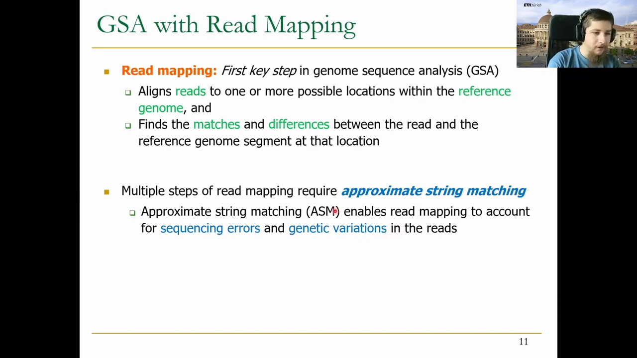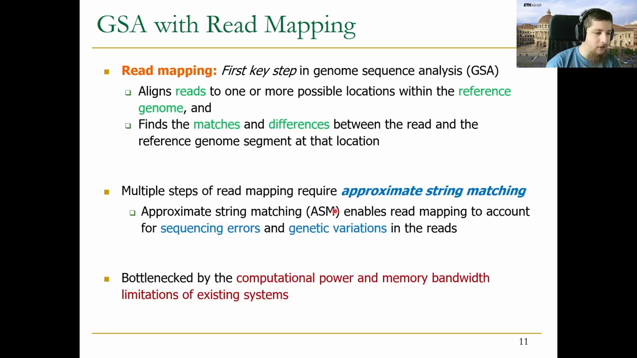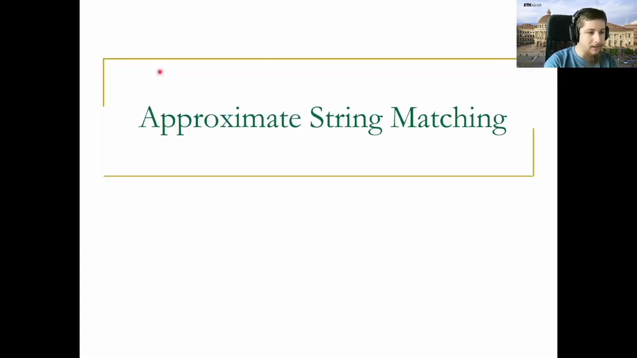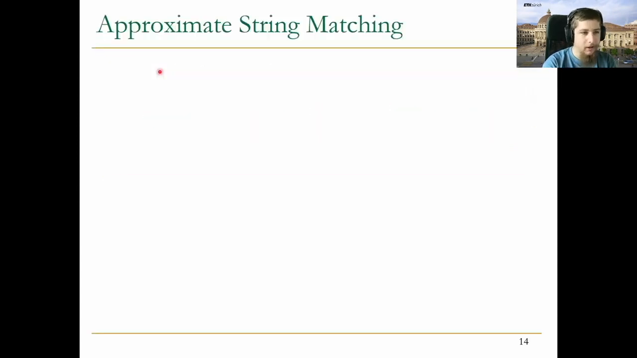Now, these steps are bottlenecked by the computational power and memory bandwidth of existing systems. This approximate string matching is really one of the main bottlenecks, and that's what we are also trying to accelerate. But that's the introduction I want to give on genomics. You can find more in our PNS genomics courses. There's a lot of great materials in there. But for now, let's focus on this approximate string matching.